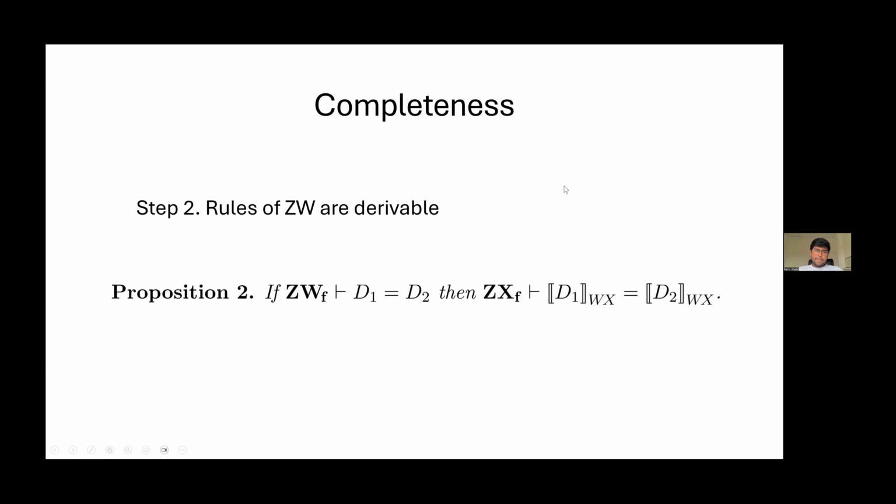Now, step 2 for proving completeness is to show that all the rules of ZW are derivable using the rules of ZX, which means if you have two diagrams D1 equals D2 in ZW, which you can prove with ZW, then translating them to ZX, you can still prove their equality just using the rules of ZX. And to prove that, all we need to show is that all the rules of ZW can be derived using the rules of ZX.